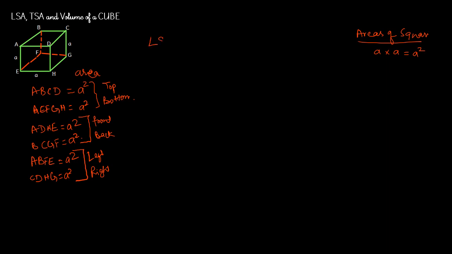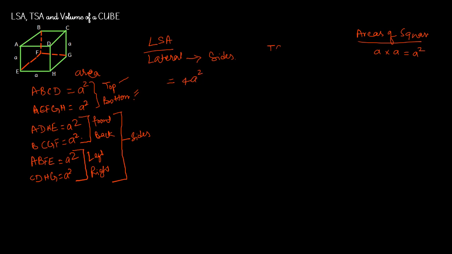Coming back to LSA, which is lateral surface area. What is lateral? Laterals are sides. So what are the sides? If I take a box, these four are the sides. This is the top and bottom, like the ceiling and the floor. But these are the sides. If I want to find the area of the 4 sides, I'm going to add 4 of them, which is going to be 4a square.